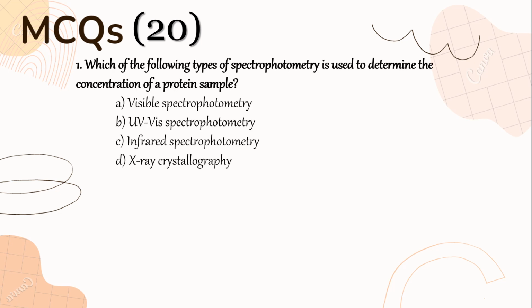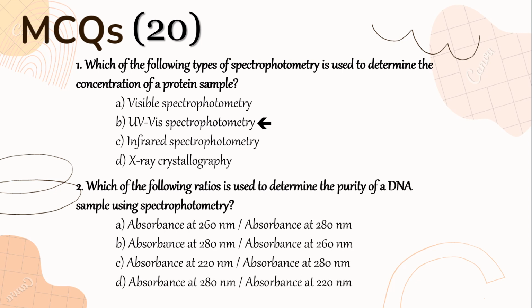Number 1. Which of the following types of spectrophotometry is used to determine the concentration of a protein sample? A. Visible spectrophotometry. B. UV visible spectrophotometry. C. Infrared spectrophotometry. D. X-ray crystallography. The correct answer is B. UV visible spectrophotometry.